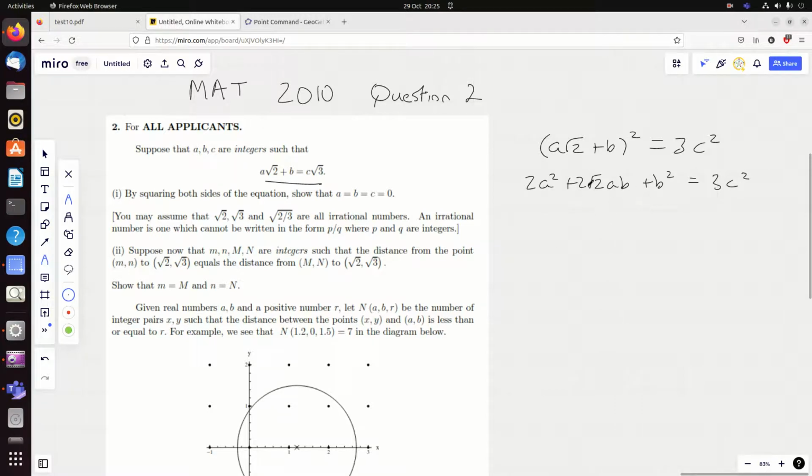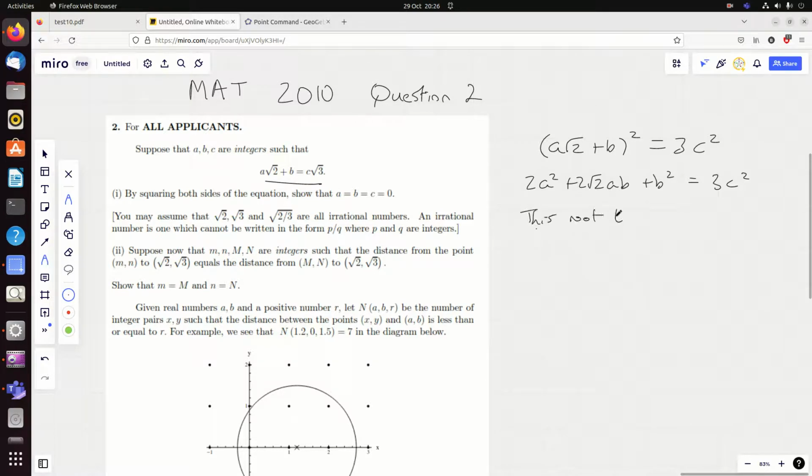Immediately in my head, I'm thinking I've got an irrational term there, and that's an integer, and that's an integer, and that's an integer. That just doesn't make any sense. That's not possible. For example, you could work out what root 2 was here. You could say it's (3c squared minus b squared minus 2a squared) over 2ab, and that implies that root 2 is rational.